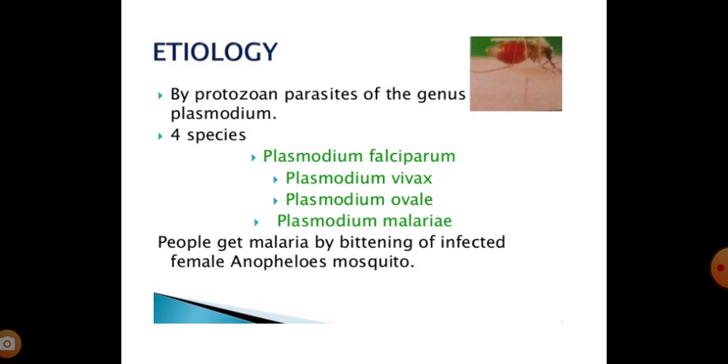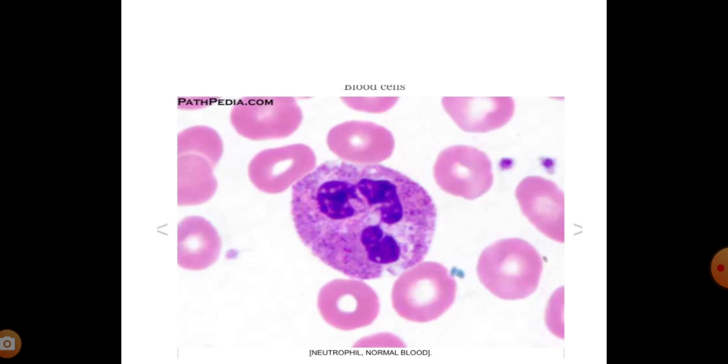So what is the etiology? The species which cause malaria are Plasmodium falciparum, Plasmodium vivax, Plasmodium ovale, Plasmodium malariae. So what is the mosquito which causes malaria? It is the female Anopheles mosquito.